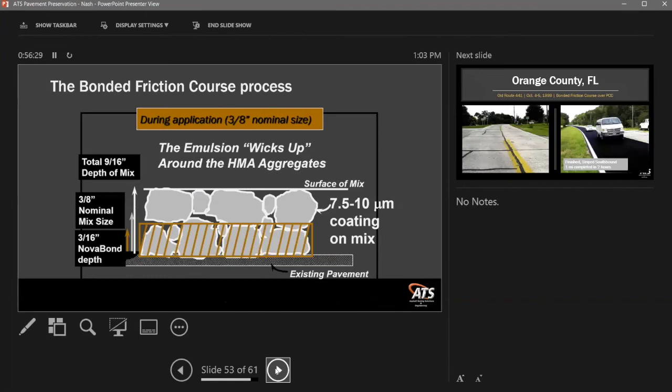So with this process, the idea is that that emulsion ends up going down, and as it evaporates, that water pulls some of the emulsion up through the mix and bonds the lower portion of that mix down to the underlying layer. So you're looking at a mix that is filled up about halfway of the layer thickness, and then you're looking at that open structure on top.